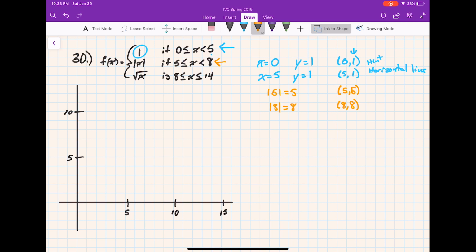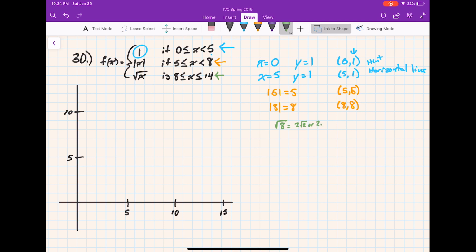Now finally, let's do our function of x is equal to the square root of x, where 8 is less than or equal to x. Sorry, I said greater than, it's less than or equal to. So I'll do 8 first. Square root of 8 turns into 2 square root of 2, right? Well, we pull out the old calculator here. 2 square root of 2 works out to 2.83.